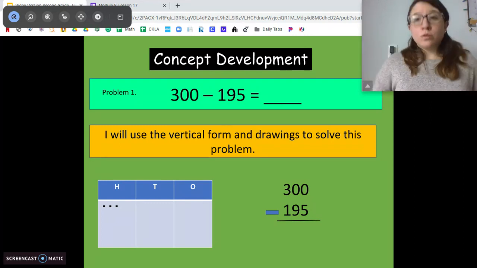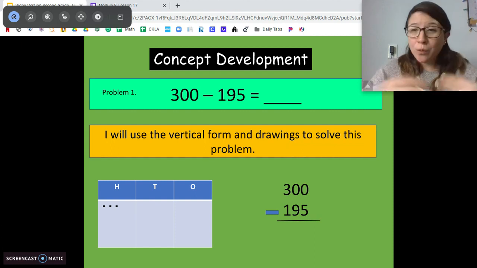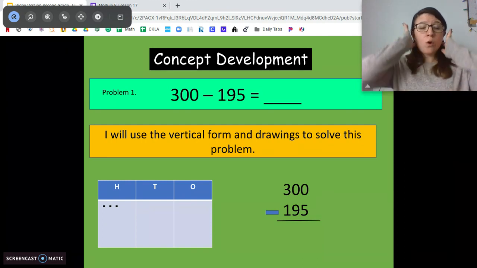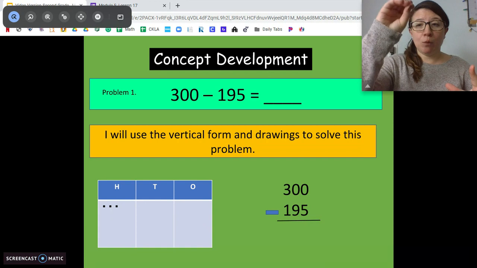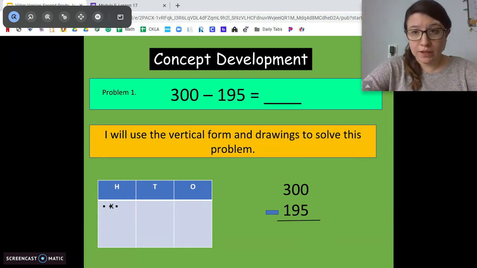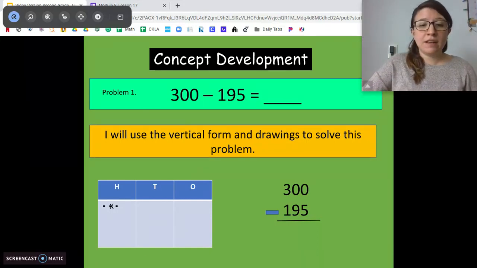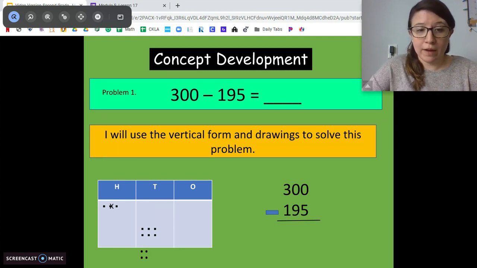Okay, so what you should be noticing is that with the number 300, we don't have any tens and we don't have any ones, which can be a little intimidating. But we have the skills, we know how to do this. What we're going to need to do is take one of those hundreds and move it over. So we're going to start off by crossing off one of the hundreds. And we're going to move it over and put 10 tens in our tens place. Okay, so go ahead and do that on yours.